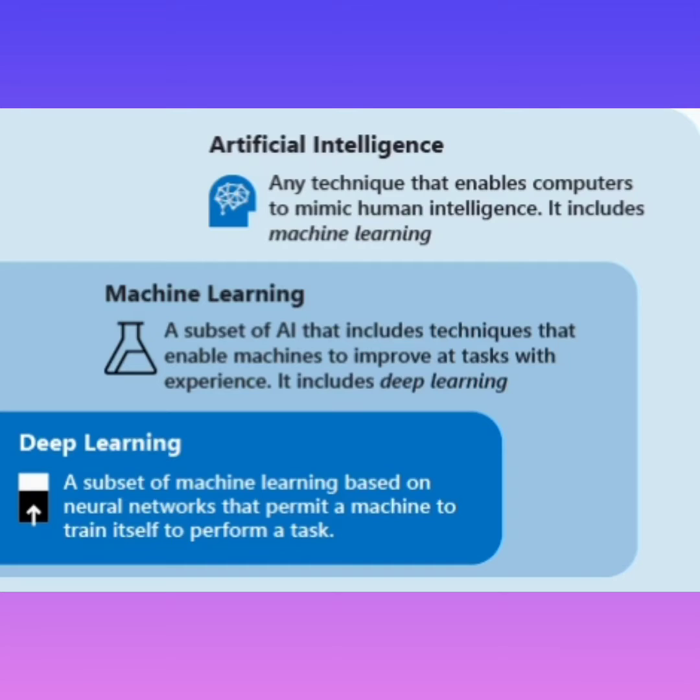Artificial intelligence: any technique that enables computers to mimic human intelligence. It includes machine learning. Machine learning is a subset of artificial intelligence that includes techniques that enable machines to improve at a task with experience. It includes deep learning. What is deep learning? A subset of machine learning based on neural networks that permit a machine to train itself to perform a task.